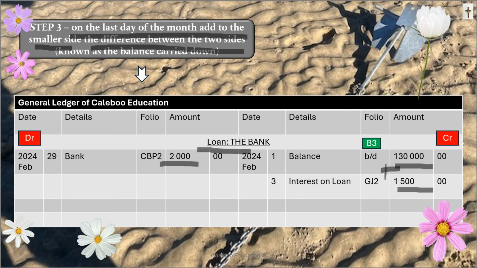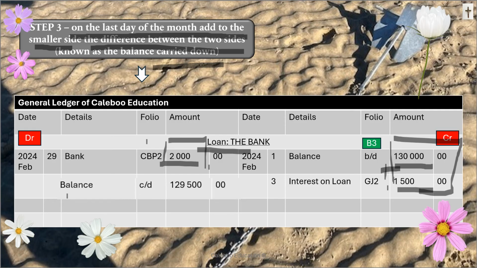So if we say 130,000 plus 1,500, I can see straight away that the credit side is much bigger than the debit side, because there's the full amount of the loan, 130,000. I add the interest and I subtract what we paid back. Step 3 says add to the smaller side, which is the debit side, the balancing amount, and it is called the balance carried down. And when is this done? On the last day of the month.